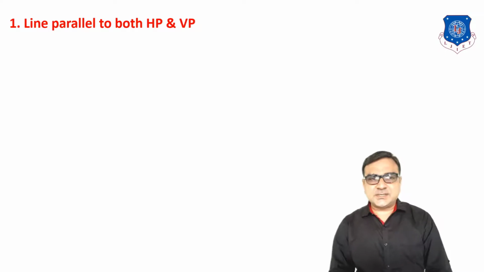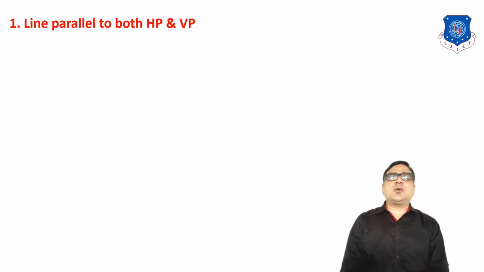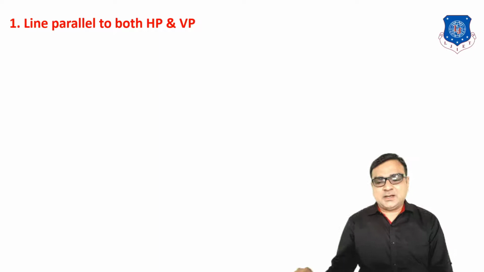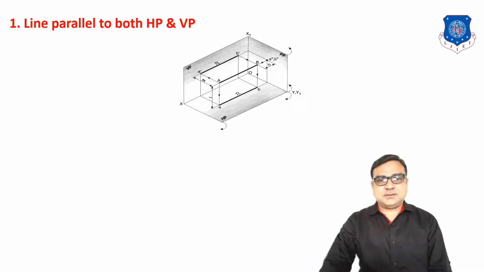So let us see the first case, when the line is parallel to both HP and VP. Look at this picture. This is the horizontal plane, vertical plane, and profile plane. Consider this is the first quadrant in which our line AB is located in such a way that the line AB is parallel to HP and parallel to VP both.